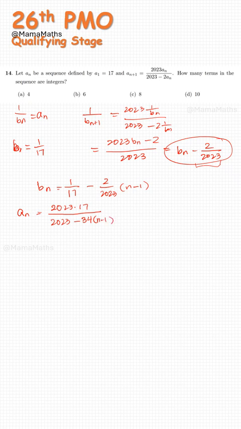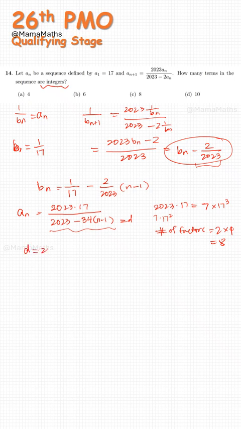Now, for this term to be an integer, the denominator should be a factor of 2023 times 17. How many factors do we have for 2023 times 17? We can write 2023 as 7 times 17 squared, so we have 7 times 17 cubed. So the number of factors is 2 times 4, because for the 7, 1 plus 1 is 2, and for 17 cubed, 3 plus 1 is 4. So there are 8.